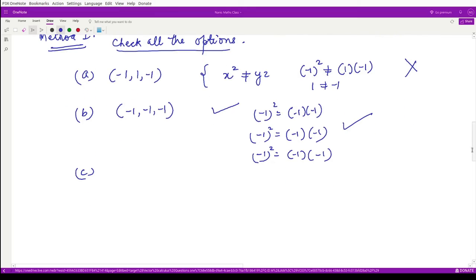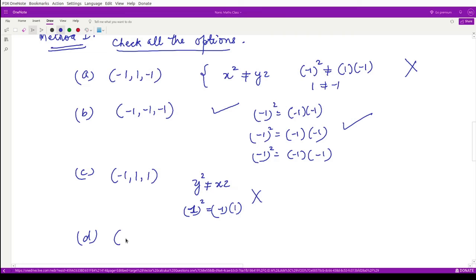For the third option, we have the point minus 1, 1 and 1. So here, if you look at your equation, your y square would not be equal to xz, because y square would be 1 square, and x is minus 1 and z is 1. So this option here is not correct. So this point is not a valid point because here the gradient is not equal to 0.